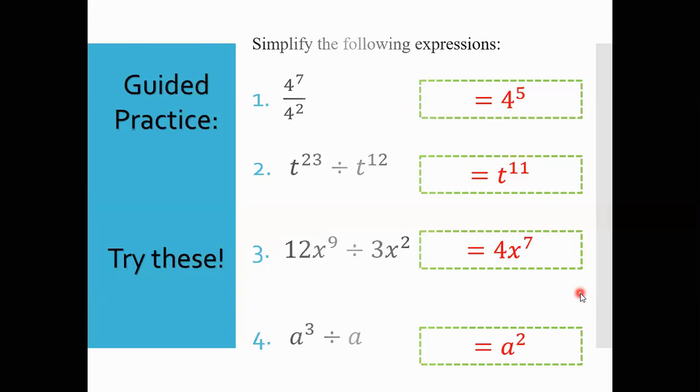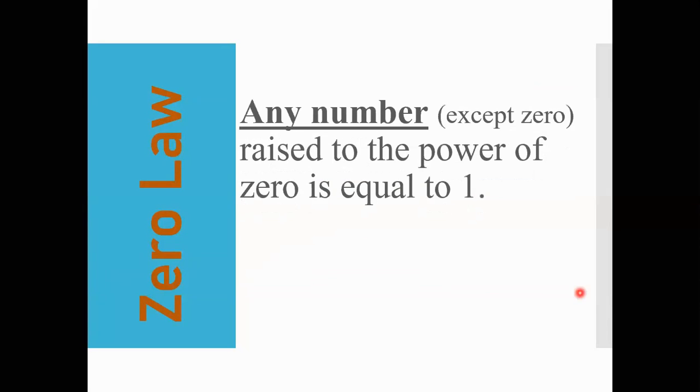So our final law, and this law is pretty much the easiest law of them all, is the zero law. So any number except 0 raised to the power of 0 is equal to 1. So this is the rule. Anything that you raise to the power of 0, except the number 0 itself, will always be equal to 1.